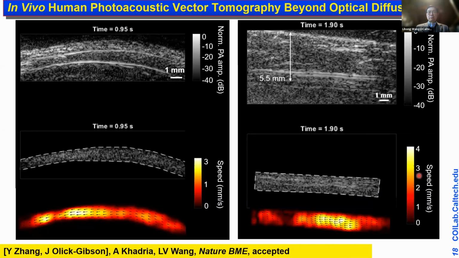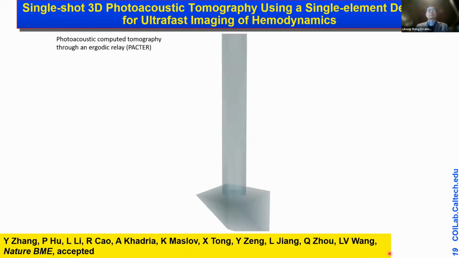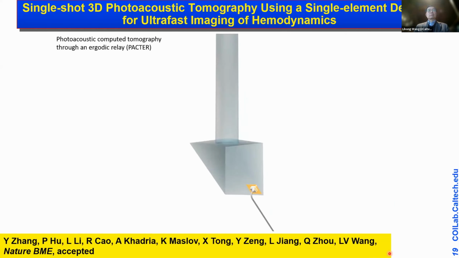In this slide, we're going to report a newer technique where we, instead of using many ultrasound transducers working in parallel, want to use just one. So the concept is ergodic relay. We want to use this one transducer as equivalent ultrasound array. Photoacoustic computed tomography through an ergodic relay, or PACTER, is an inexpensive, compact, and ultra-fast 3D imaging system.